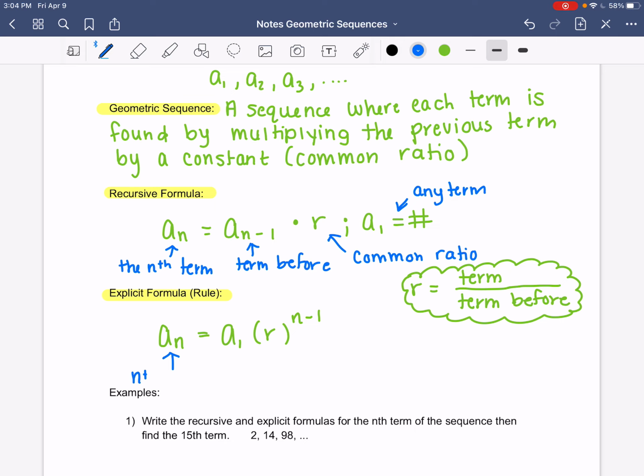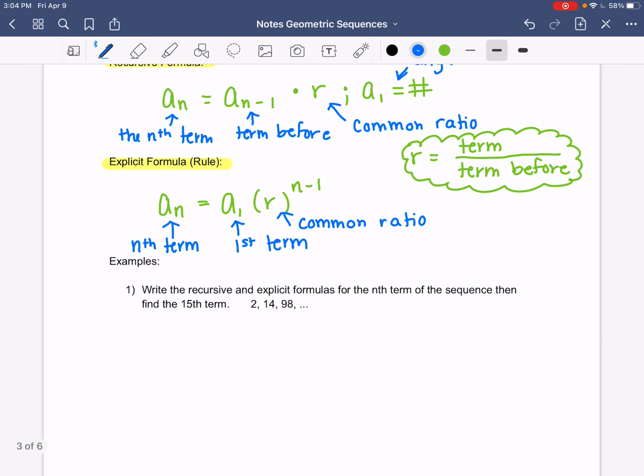So n is the nth term. a sub 1 is our first term. And r is our common ratio. So this one can be used to find any term that you want.